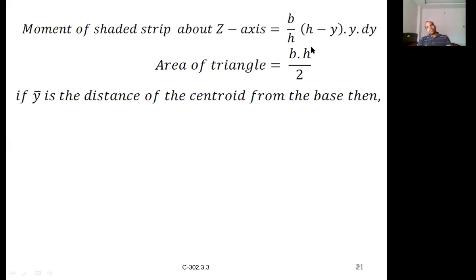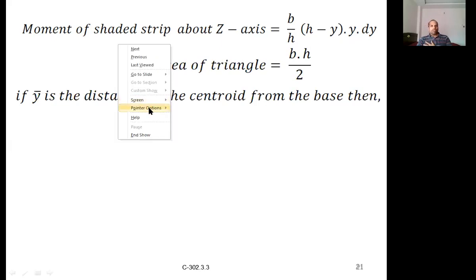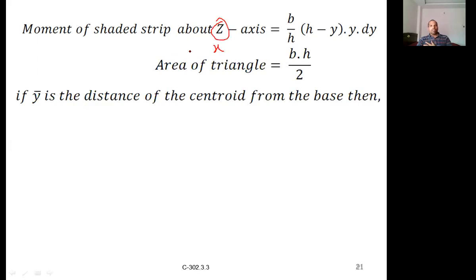So this x into dy is the area, and y is its distance from the x axis, right? One more thing: it is not the z axis, it is the x axis. The moment of the strip about the x axis is equal to this one. Right? So the area of the triangle we know is half into base into height. So that is nothing but this one.